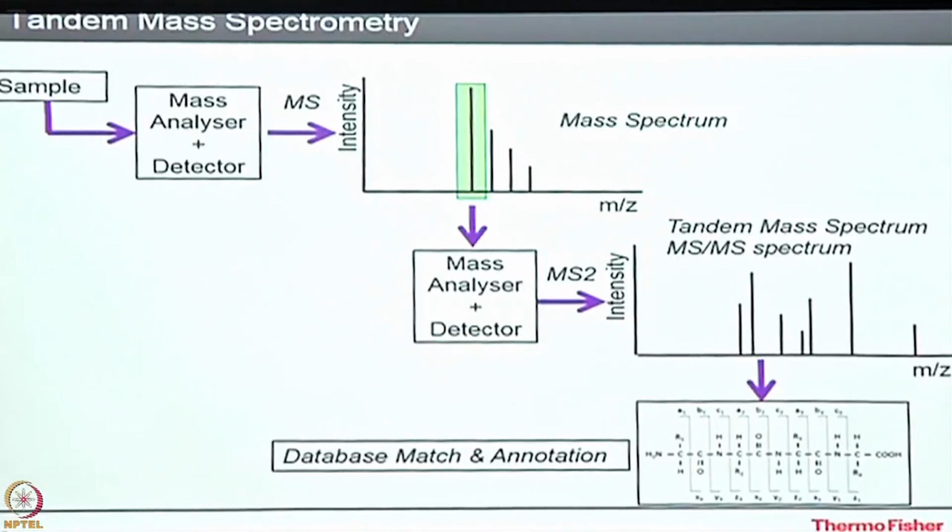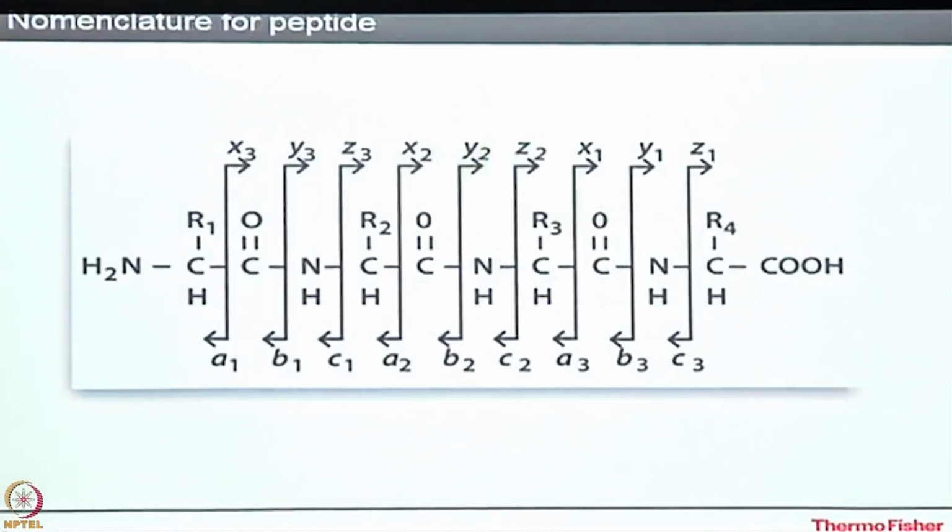We will get the peptides. From the peptides, we can say this protein is present in your sample. Okay. So now come to the nomenclature of identifying the ions. This is basically nomenclature for how you can assign your peptides. This is an example of a peptide of 4 amino acids: R1, R2, R3, R4.